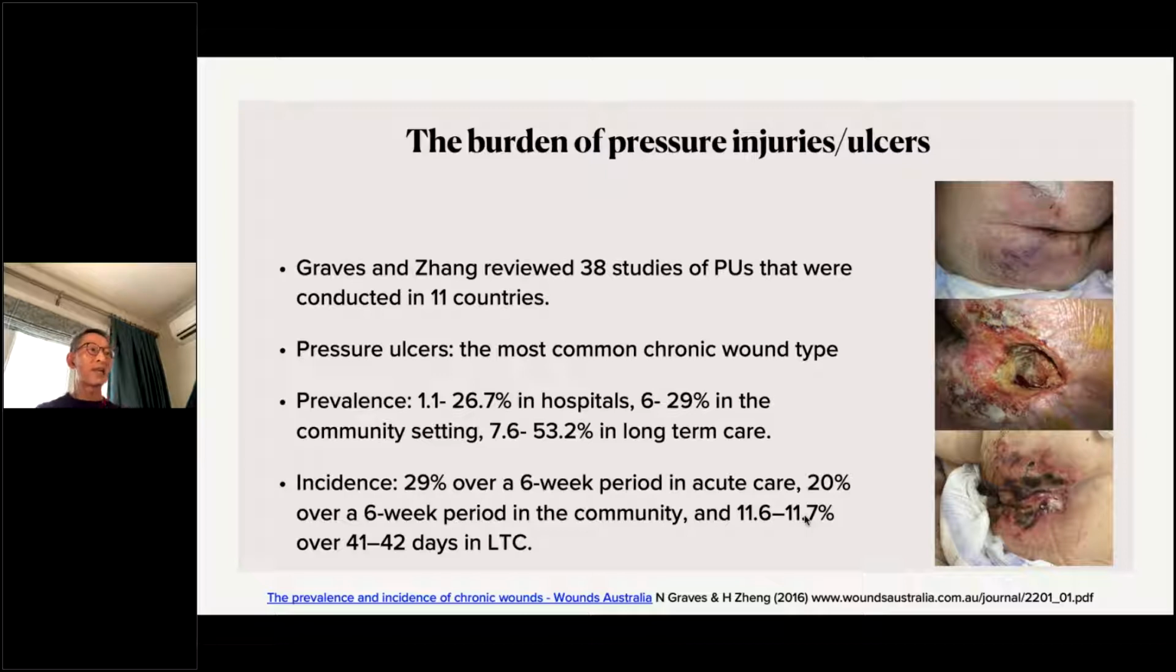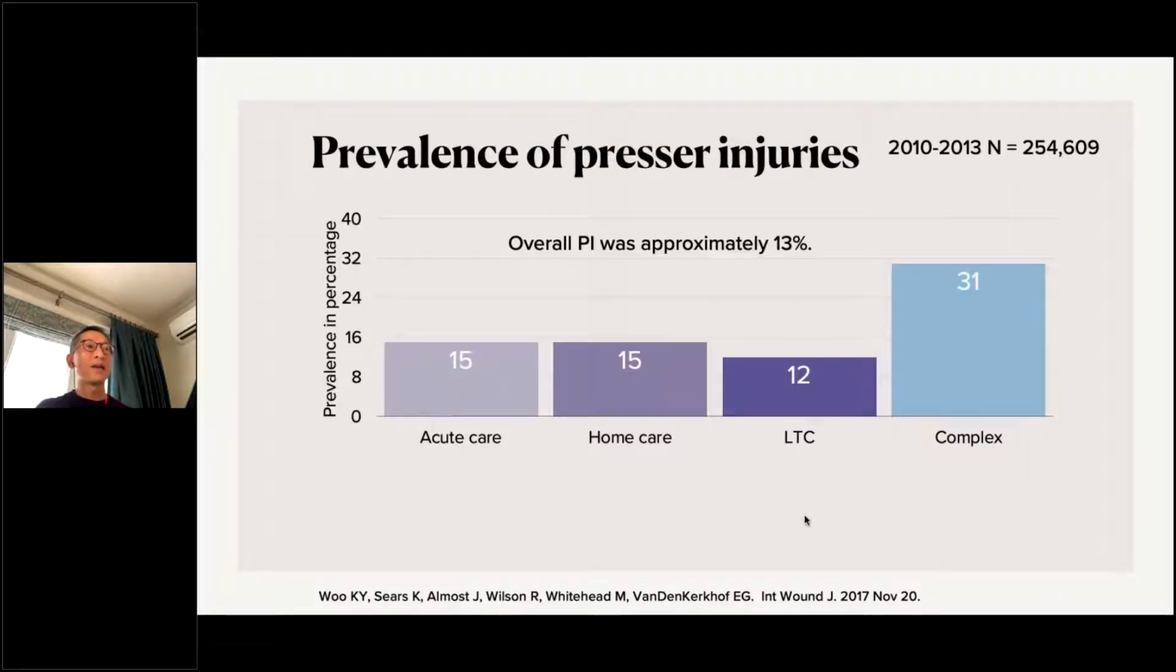And as you can see, the incidence is really a good indicator for the quality of care that we provide for our patients. 29% over a 6-week period in acute care, people develop some type of pressure injuries. In other words, it doesn't really take long for people to develop a problem, and a high percentage of people develop issues. We did a small study in Ontario looking at about 200,000 individuals within a 3-year time frame.